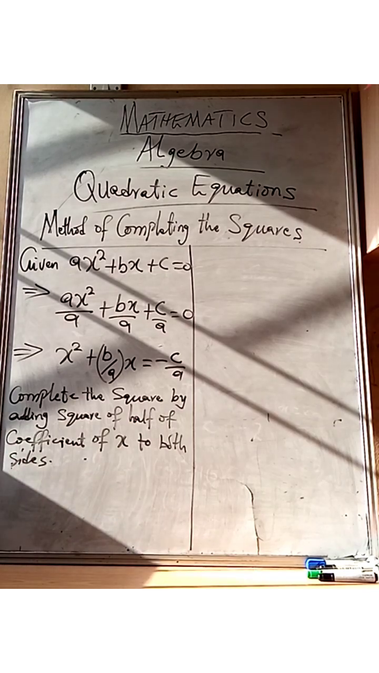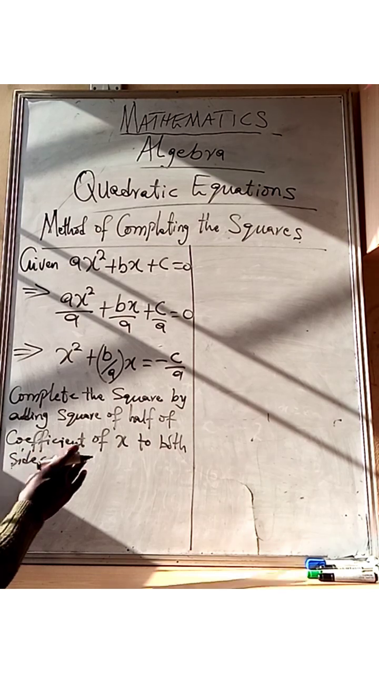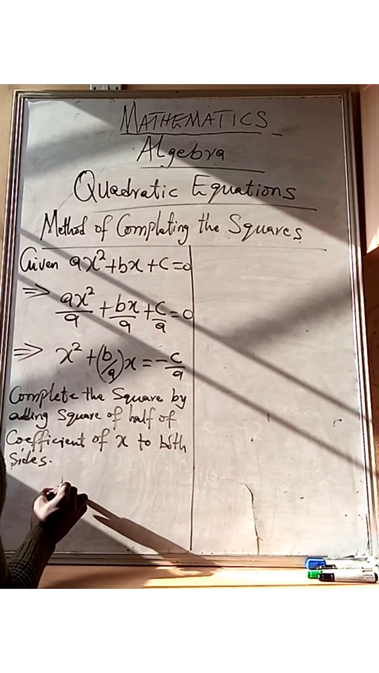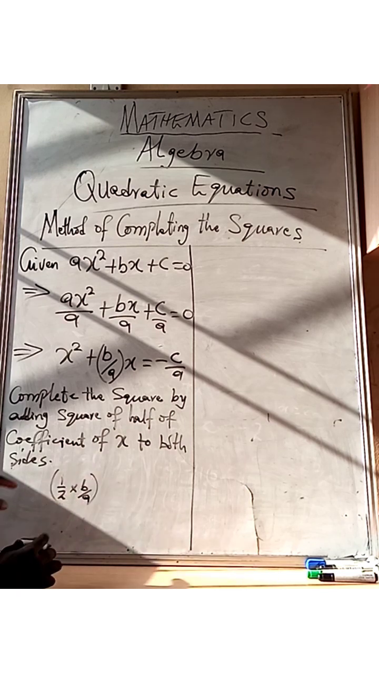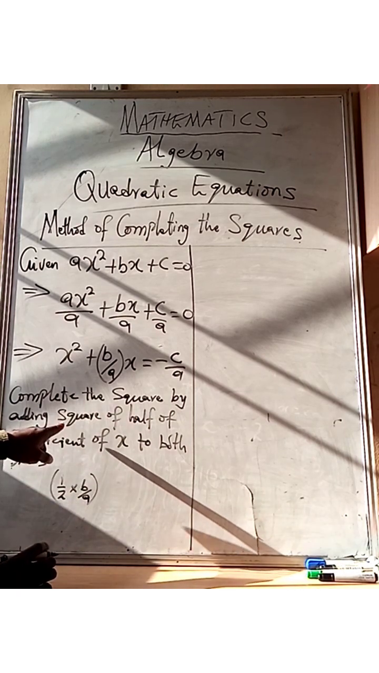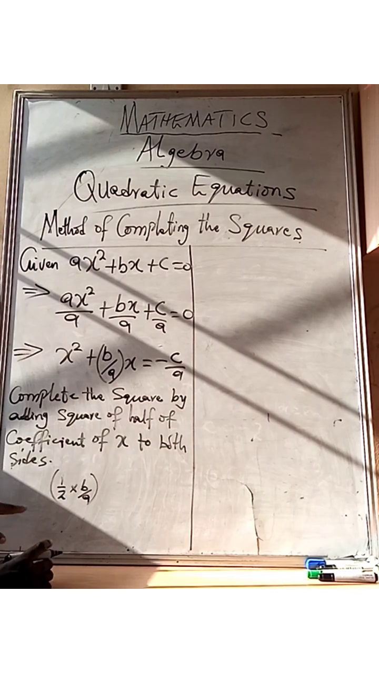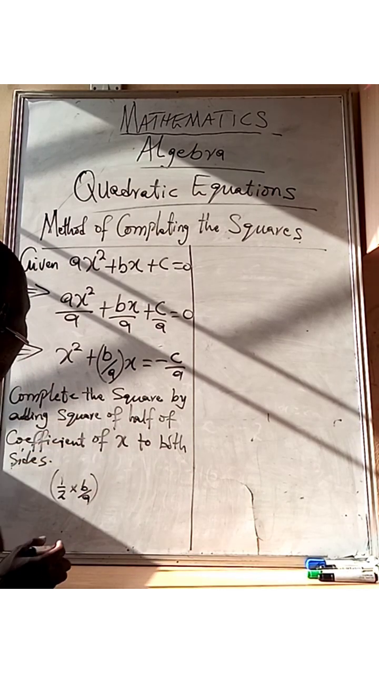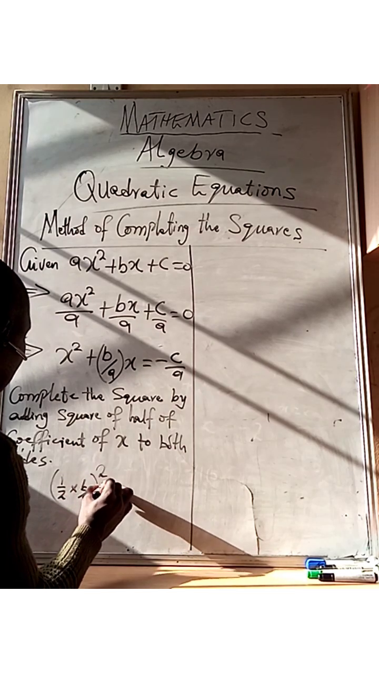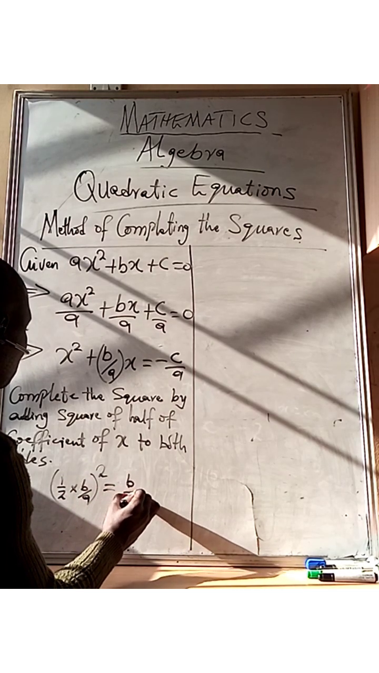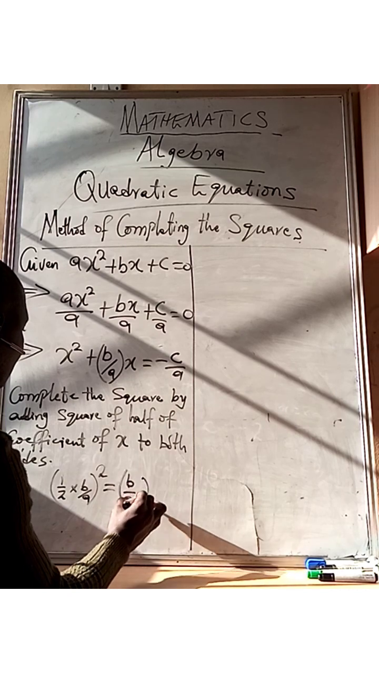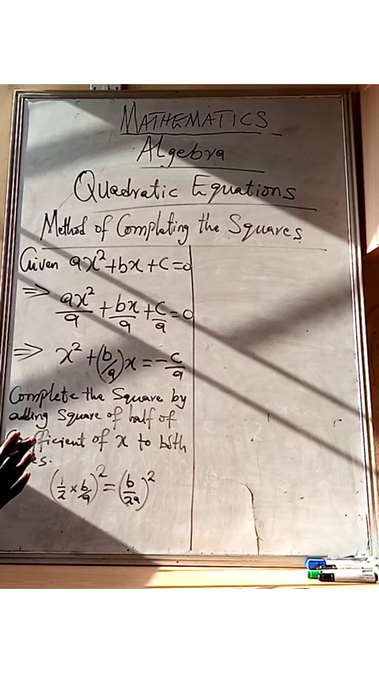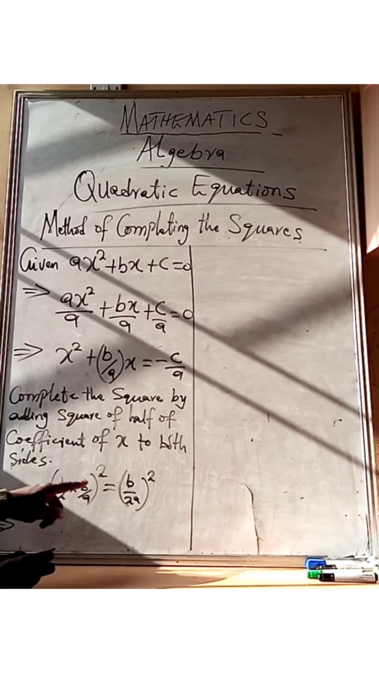Now, what is the coefficient of x? b over a. Half of it will be 1 over 2 times b over a. Don't forget that it is the square of half of it, so after we obtain the half of it, we square it. This is the same thing as b over 2a all squared. This is what we are going to add to both sides.